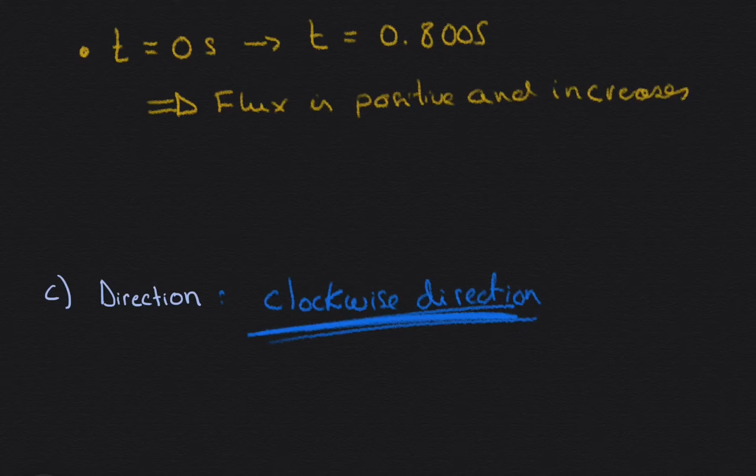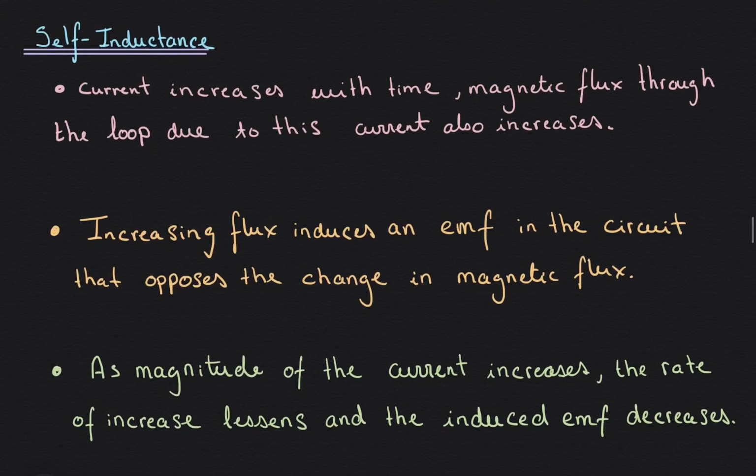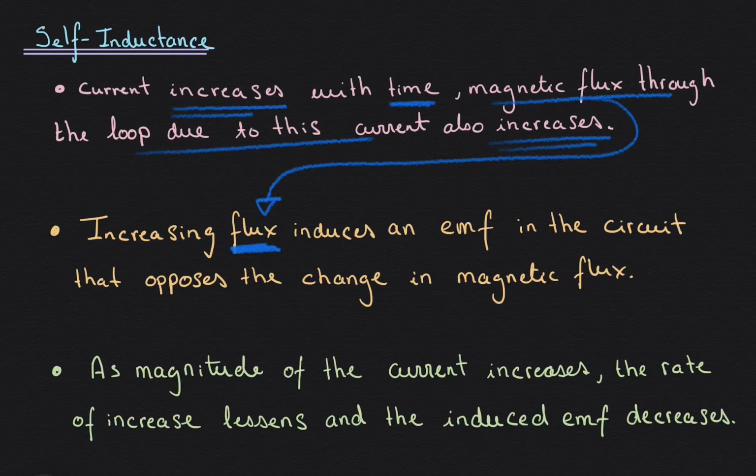Okay. All right, so the last topic in this video to do the third question is self-inductance. All right, so self-inductance will be the following. The current increases with time, and the magnetic flux through the loop due to this current will also increase. The increasing flux will induce an EMF, which is the example we just did, example number 2.